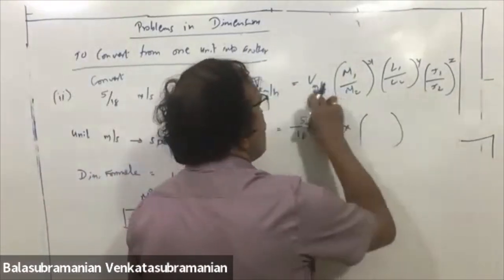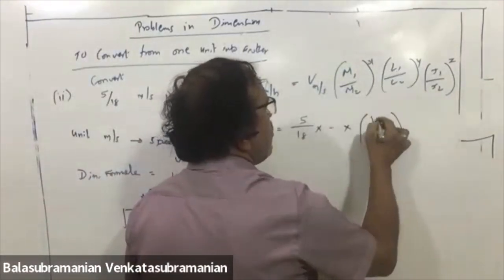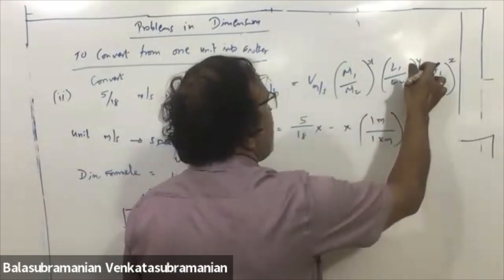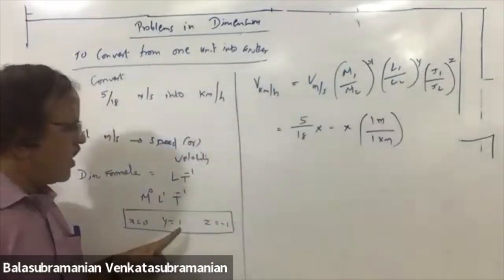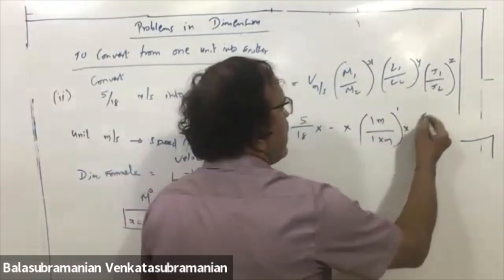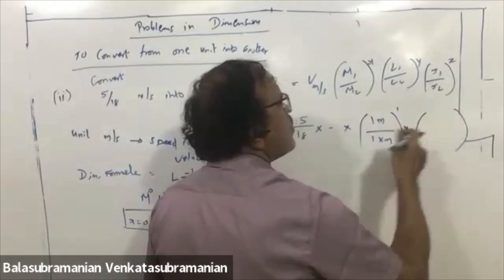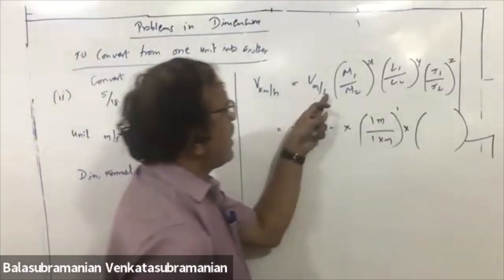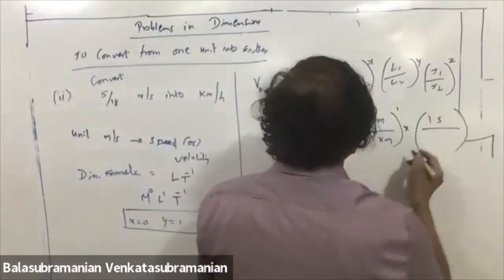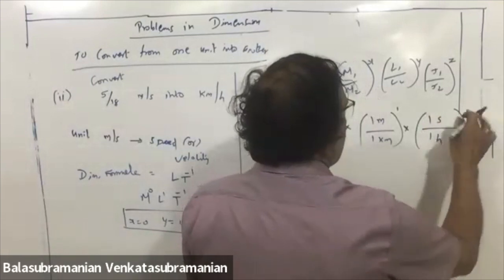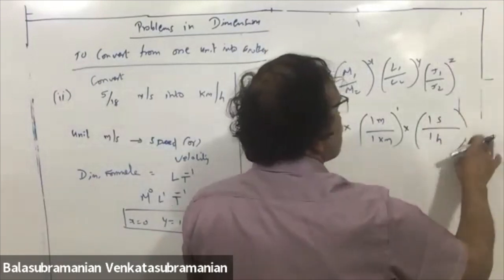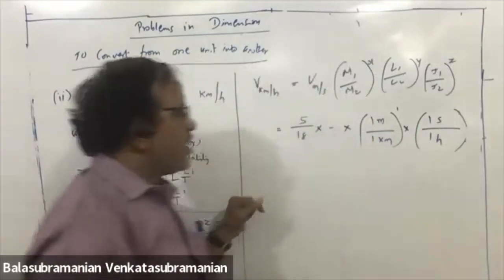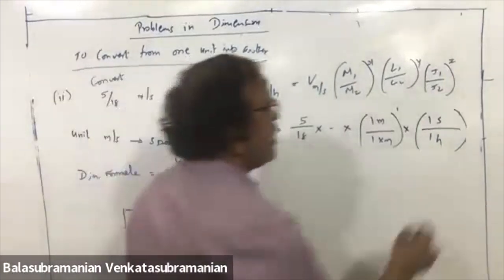L1 by L2: meter per second gives 1 meter, and this is 1 kilometer, to the power Y. What is Y? 1. Next, T1 by T2. T1 is in seconds, 1 second, and this is 1 hour, to the power Z. What is the power? Z is minus 1.